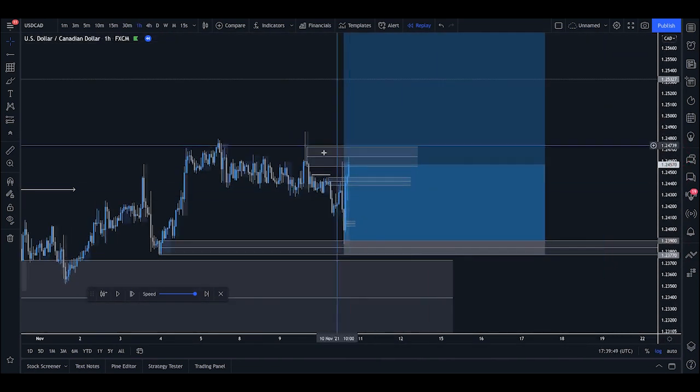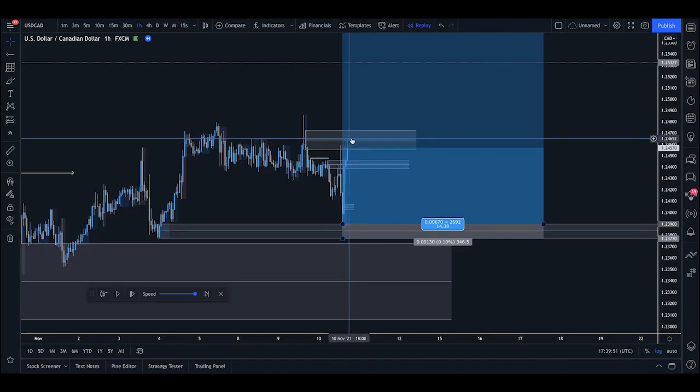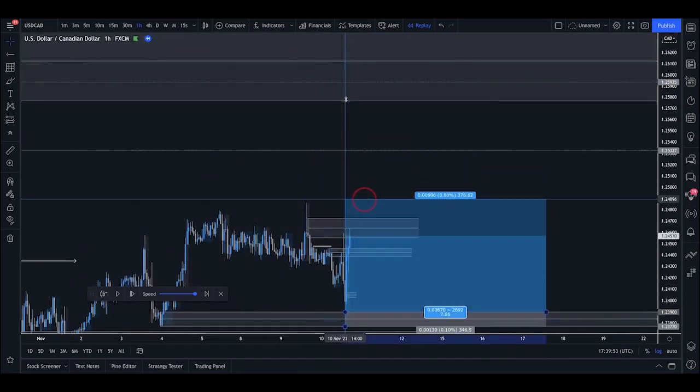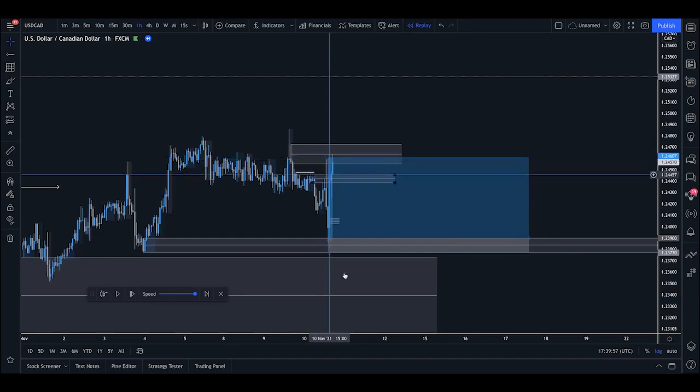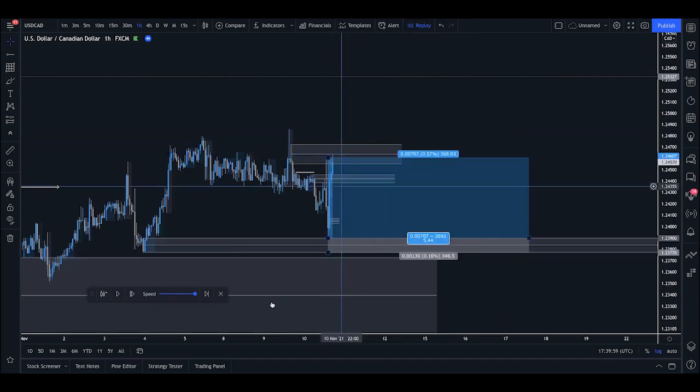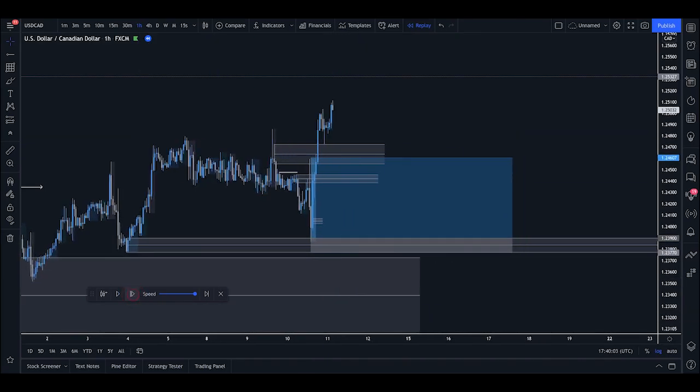When we hit that zone, we have seen a wick here. So we may look at taking a quarter of the move. That is going to be about a 1.25% profit on a 1% risk move. Then what we can do is allow the market to continue making its action.